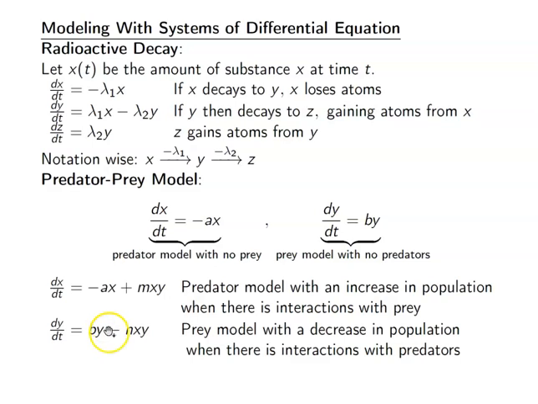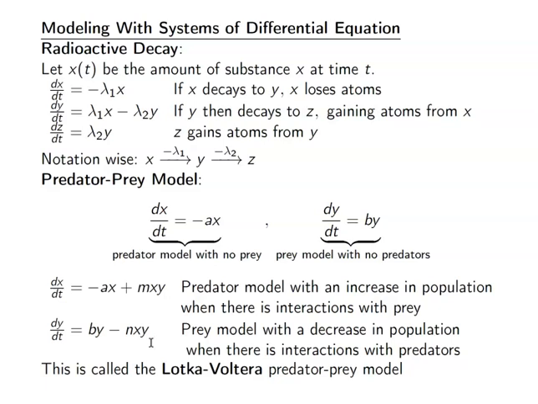My prey model will continue to get larger, but it will be slowed down by the number of interactions between itself and the predator population. So the number of interactions between predator and prey will keep this from growing too much, or if there's a large number of interactions, it will dwarf the growth of the prey population, and its population size will decrease. Okay. This is called a Lotka-Volterra predator-prey model.